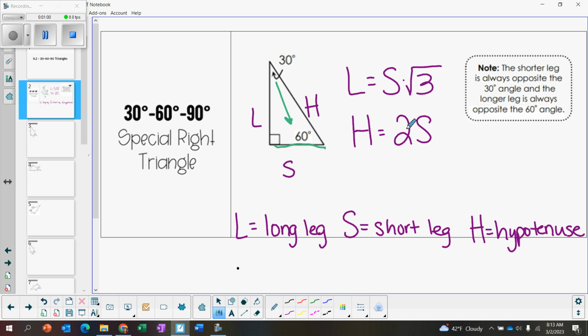And the hypotenuse equals 2 times the short leg. If I have the hypotenuse and I want the long leg, I'm going to have to find the short leg first, and vice versa. There is no direct relationship that we're going to use between the hypotenuse and the long leg.